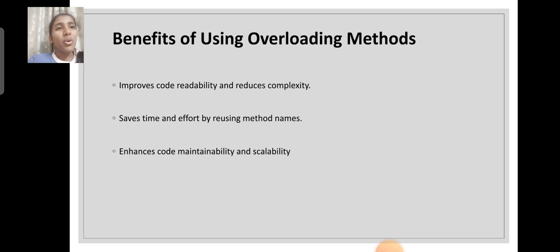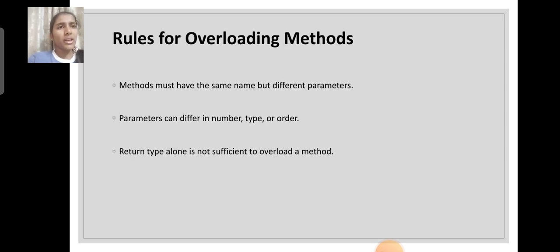Benefits of using overloading methods: improves code reliability and reduces complexity, saves time and effort by reusing method names, enhances code maintainability and scalability. Rules for overloading methods. Methods must have the same name but different parameters. Parameters can differ in number, type, or order. Return type alone is not sufficient to overload a method.